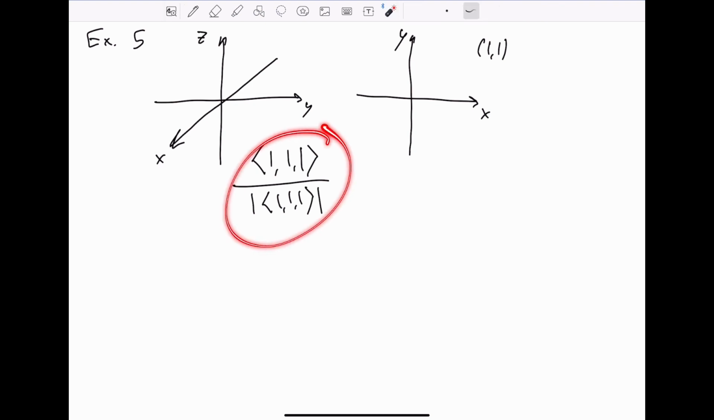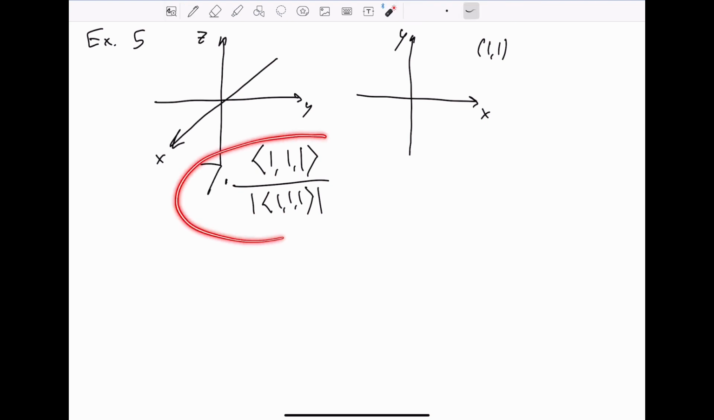Multiplying a unit vector by some number scales it by that number. So if I multiply a unit vector by 5, it'll get me a length 5 vector. Multiply it by negative 2 gives me a length 2 vector in the opposite direction. So we want a length 7 vector. We're just going to scale this entire thing by 7.